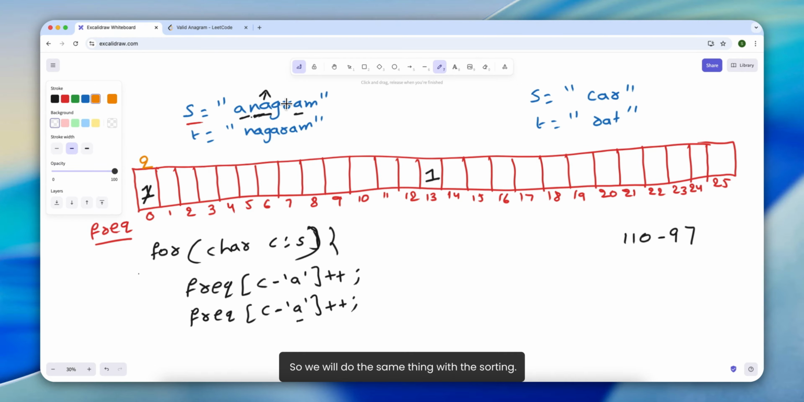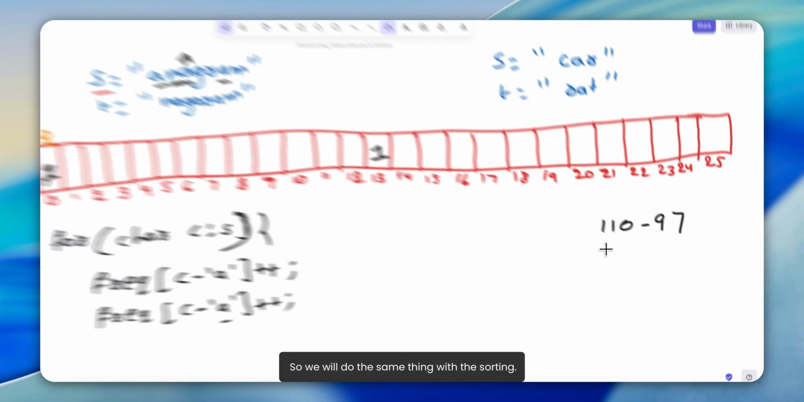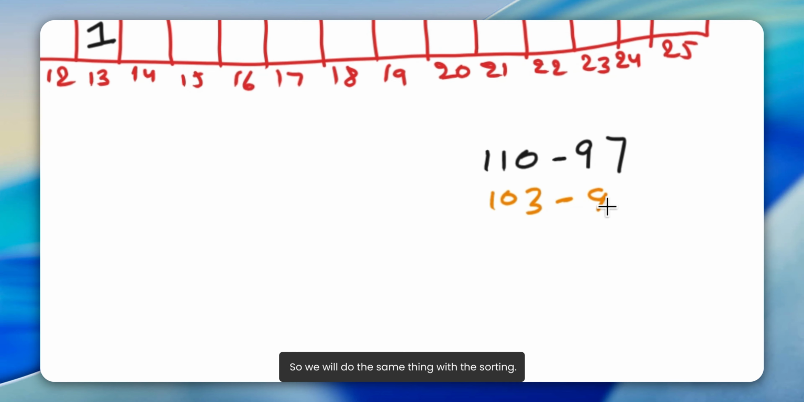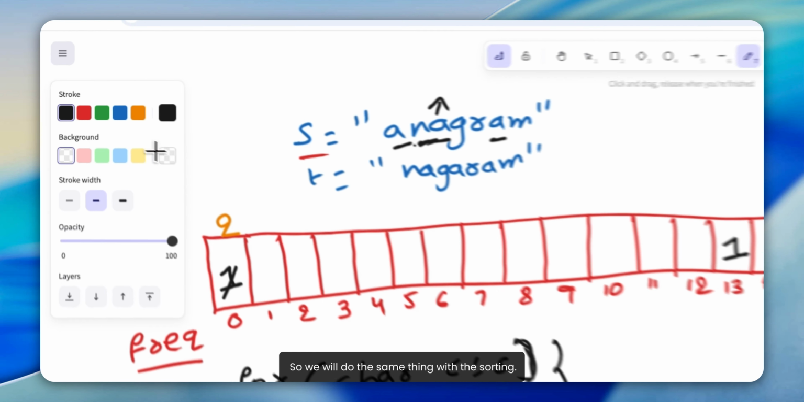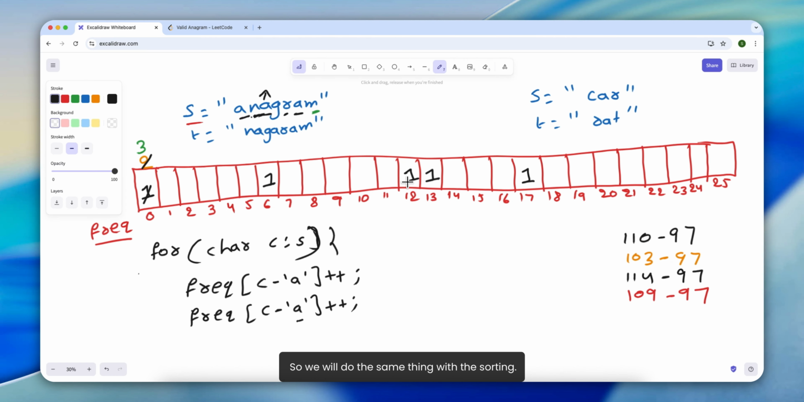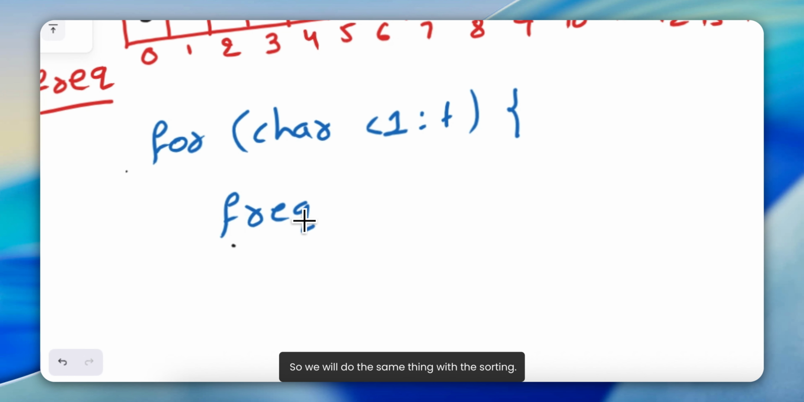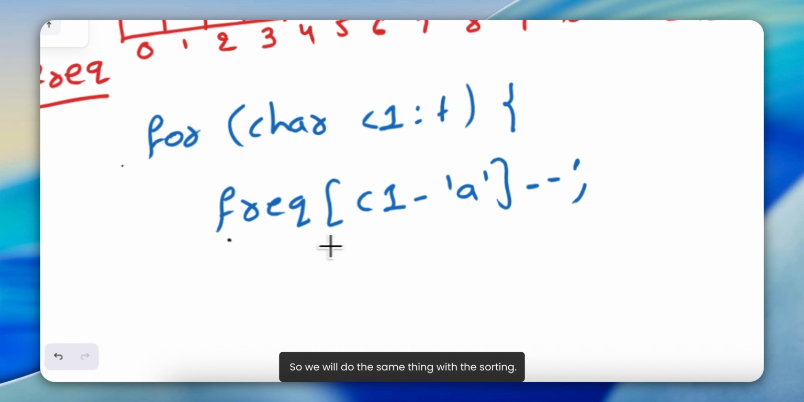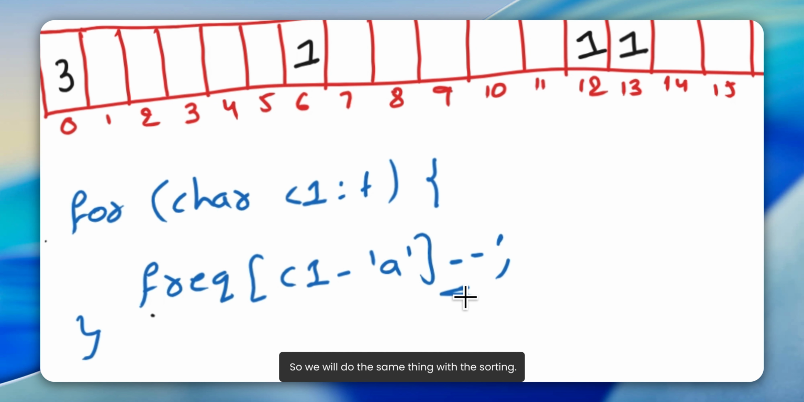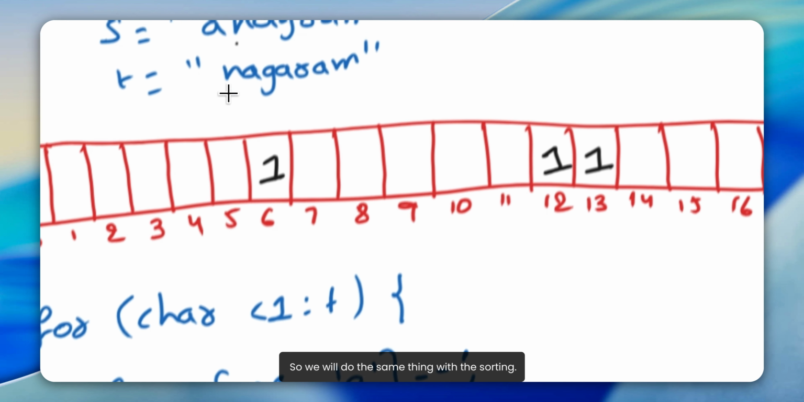Then G came, G's ASCII is 103, so 103 minus 97 is 6, and increment. By the end of the first string, the frequency array looks like this. Let's traverse through the second array. This time we are just decrementing our frequency array elements. Same thing, instead of incrementing, this time we are decrementing.